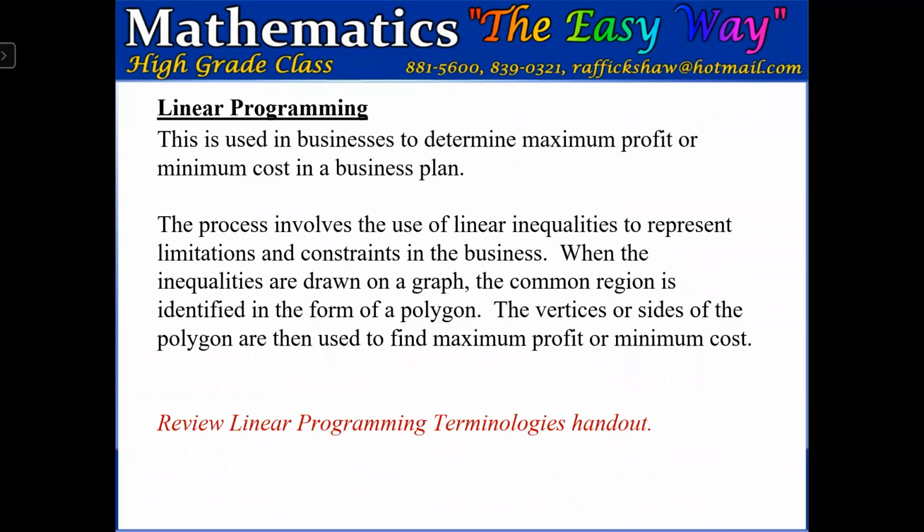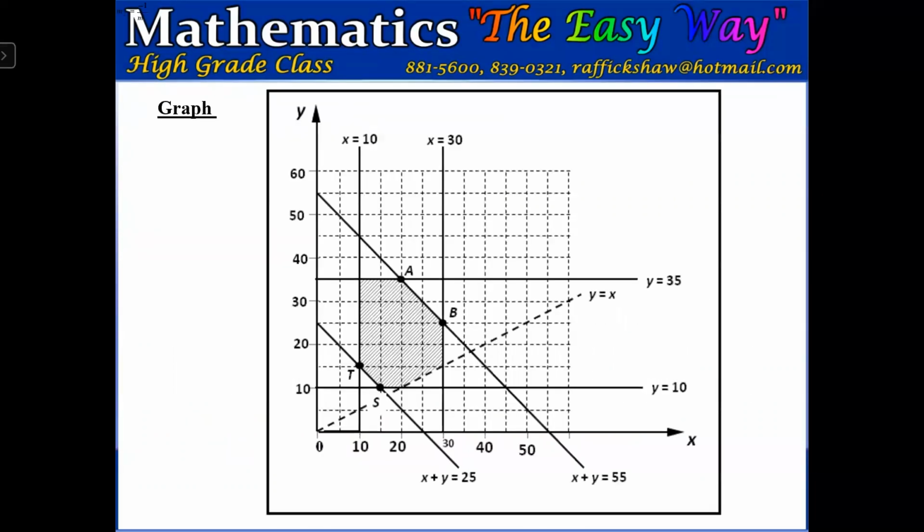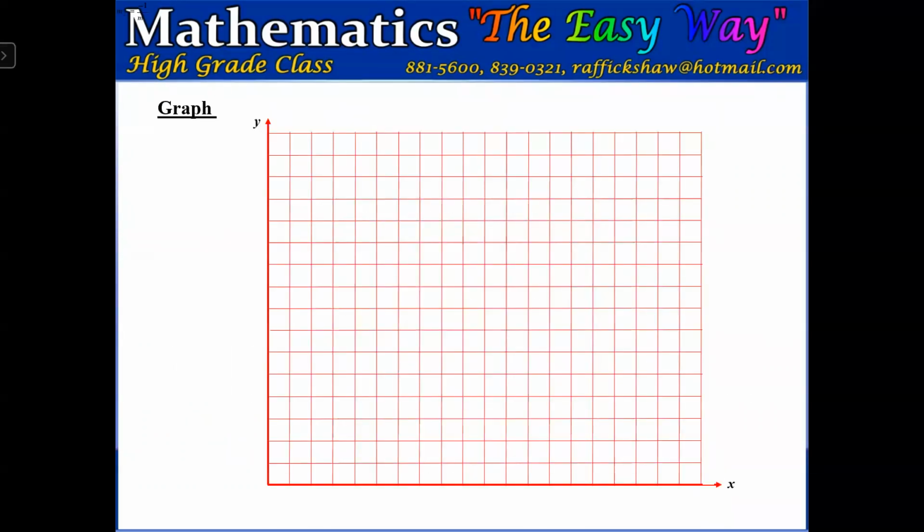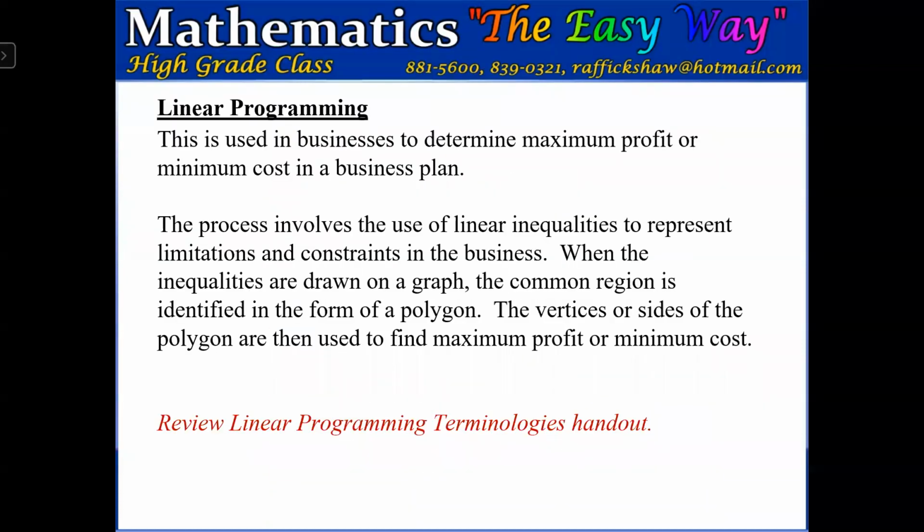And we're going to go on to linear programming. All right. And we're going to have a lot of fun with these things. So tomorrow we'll continue. We'll continue with this tomorrow. So we're going to stop here for today.